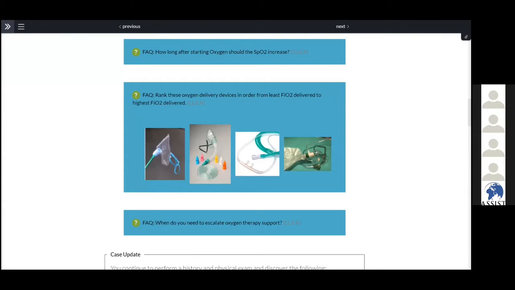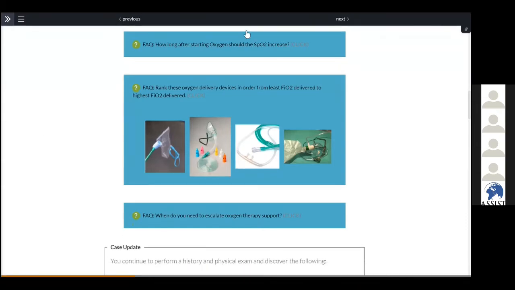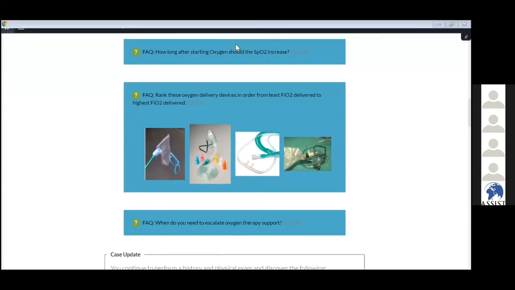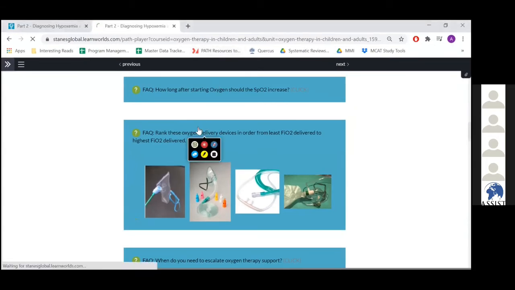I don't know if you have any question about that, but I will let you read the article because it is available. The next question we need to ask ourselves is how to use the oxygen delivery devices. I think Jean-Paul already discussed them. Maybe you can click on that to show again the FiO2 delivered by each device very quickly, and then we can move on.